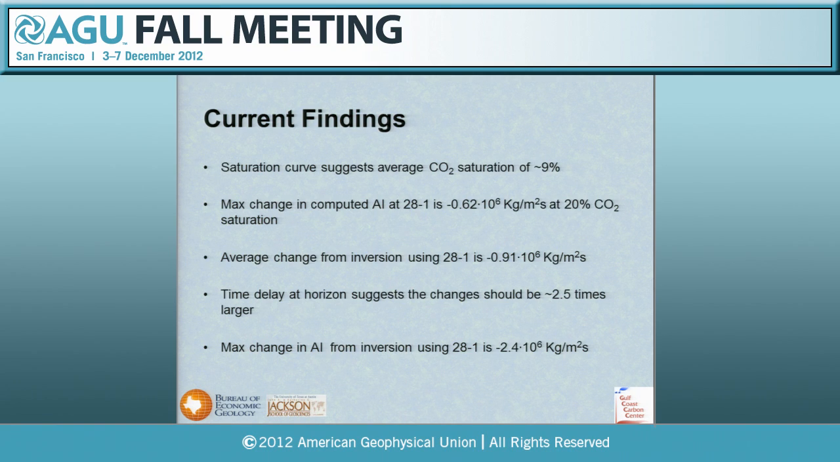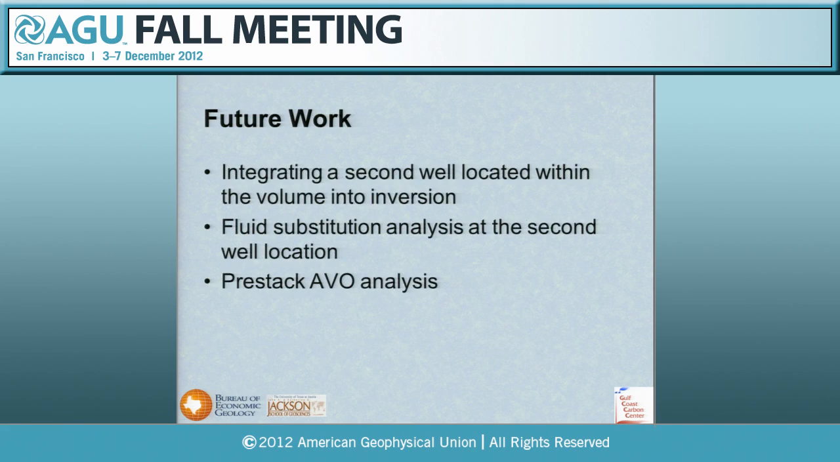And then again, our average saturation curve suggested an average CO2 saturation of about 9%. So from here, I now have a second well location to integrate into our data set in order to constrain the inversion a bit more. However, we still could use some more well data. We'll be doing fluid substitution at this well and integrating it into the inversion, and we're going to look at some pre-stack AVO analysis and hopefully work on the seismic footprint that's present.